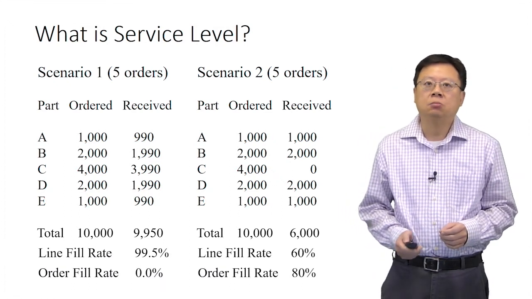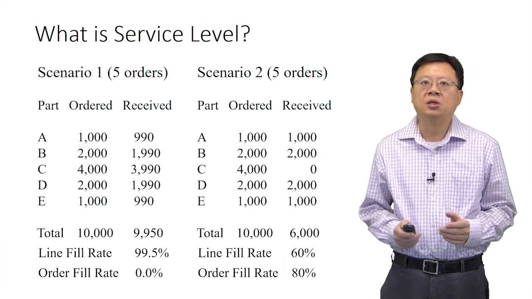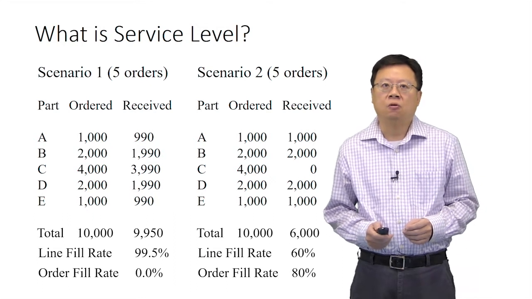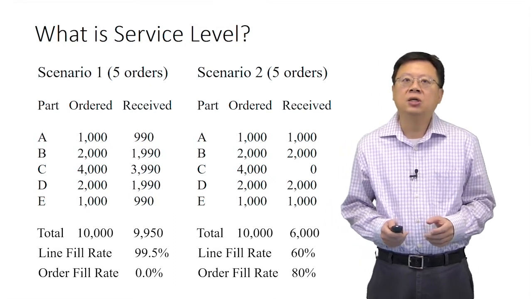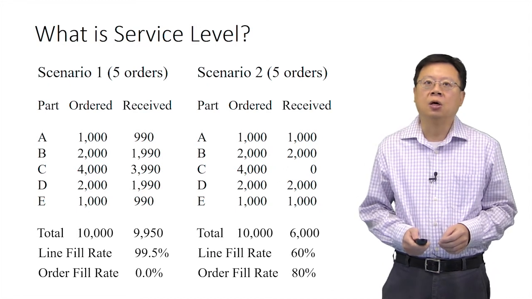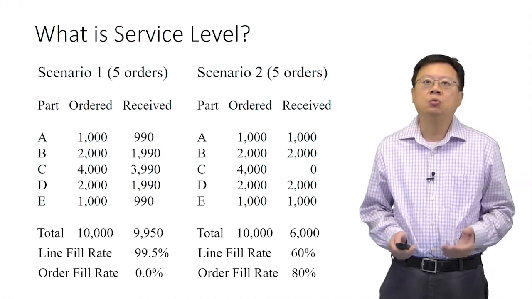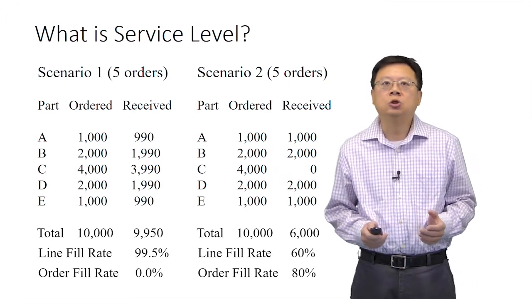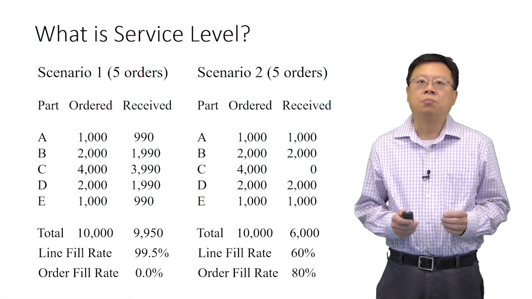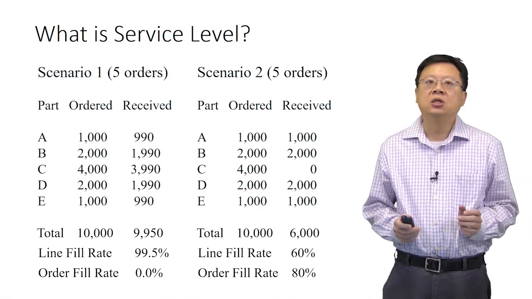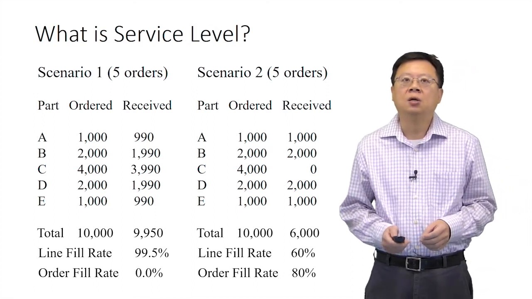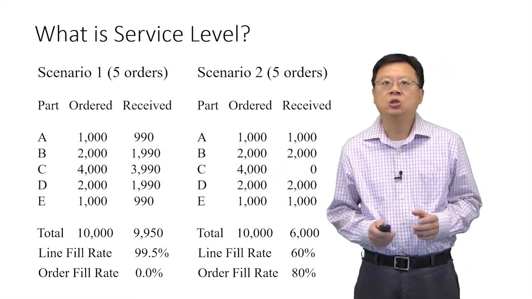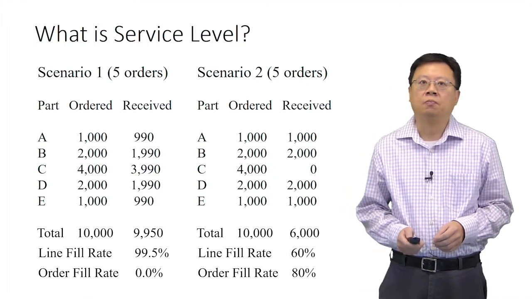Then we can try to measure the performance of both scenarios using two measures, unit fill rate and order fill rate. Unit fill rate means that for each 100 units that I order, how many units do I actually receive? And based on what we discussed last time, this is the type 2 service level. This is the percentage fill. And you can see that the unit fill rate for scenario 1 is a lot higher than that of scenario 2 because fewer units are short for scenario 1.